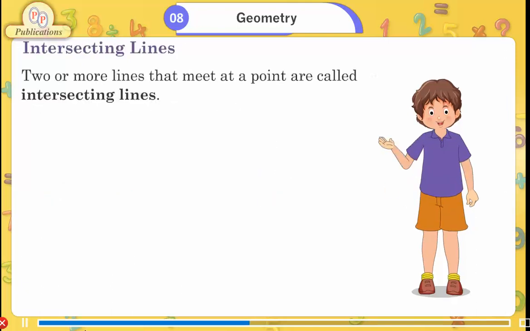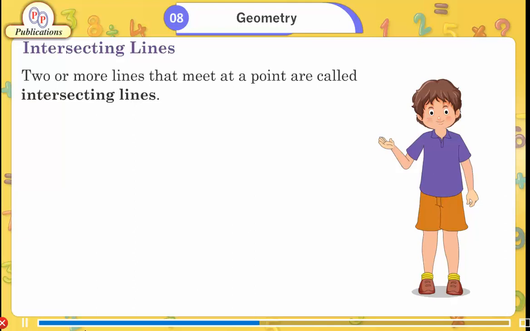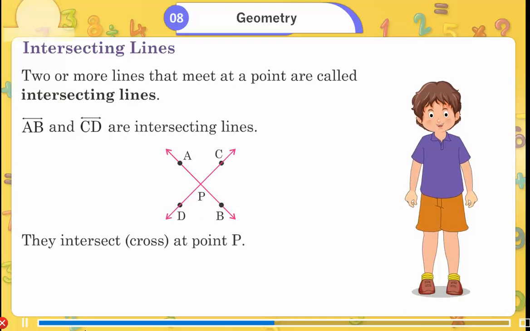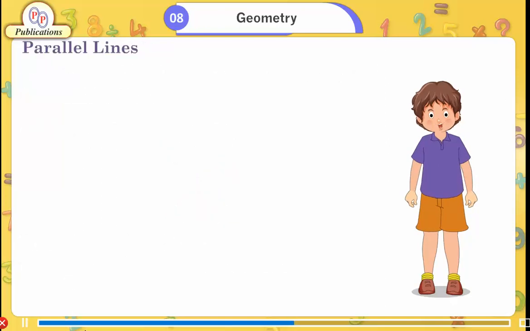Intersecting lines. Two or more lines that meet at a point are called intersecting lines. AB and CD are intersecting lines. They intersect or cross at point P. Point P is called the point of intersection. AB, DC, P.